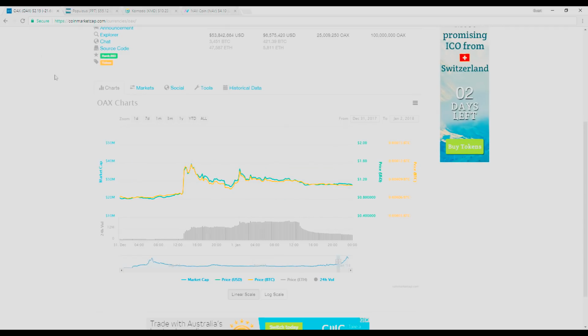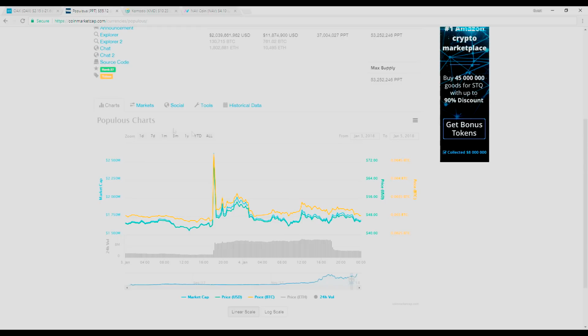So if we look at another example, Populous, or PPT. This one's much more drastic, like I explained before. They start the pump at about $43, and it goes all the way up to $70 and crashes back down very quickly, all in the space of 30 minutes. And again, the volume jumps up very high, as you can see in the volume chart down here. This one does tend to go back down to its original price, but even then it still has these dives up and down afterwards.